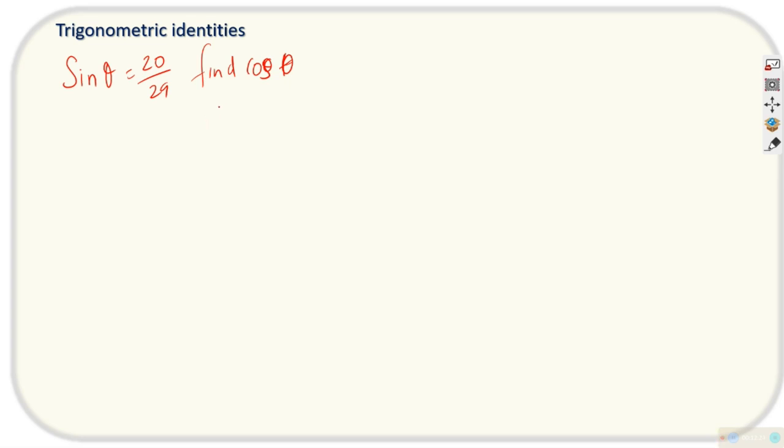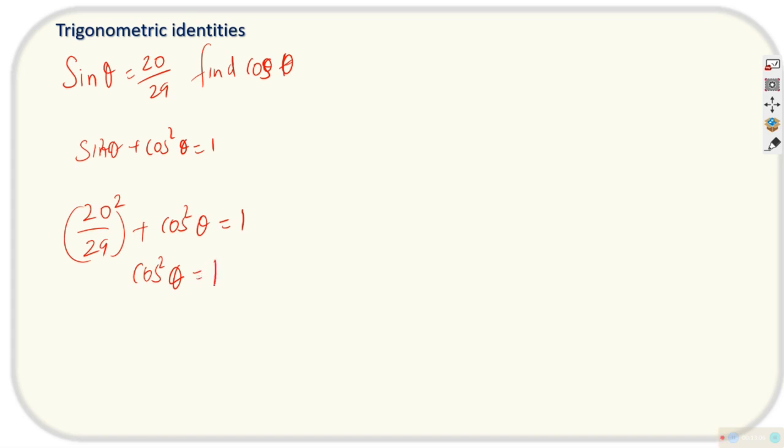So you have more than one way now to do it. One way, you just now learned that sine square theta plus cos square theta is equal to 1. So you can think about squaring this. That means sine square theta means 20 upon 29 whole square plus cos square theta is equal to 1. Otherwise you can simply say that cos square theta is equal to 1 minus 20 square upon 29 square. When you do that, what you will get? 1 minus 400 upon 841, 29 square. This is cos square theta.